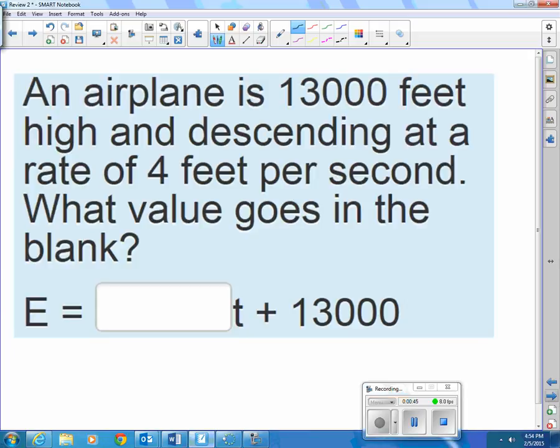An airplane is 13,000 feet high and descending at a rate of 4 feet per second. What value goes in the blank? Well, it's going down by 4 feet every second, so multiply -4 times the time, and it will continue to go down from 13,000 down lower.